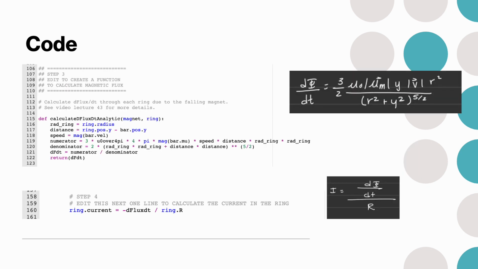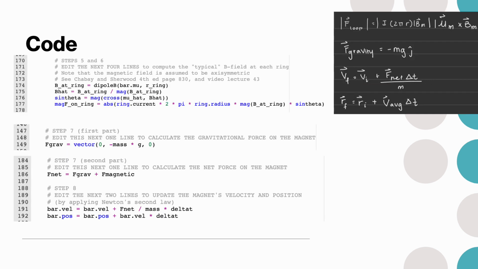This slide of code in steps 3 and 4 make use of the formulas of the derivative of flux and equating the current to the derivative of flux, or EMF, over resistance. And finally, steps 5, 6, 7, and 8 make use of our formulas from before: the force on the loop, the force due to gravity, the position vector, and then the velocity vectors.